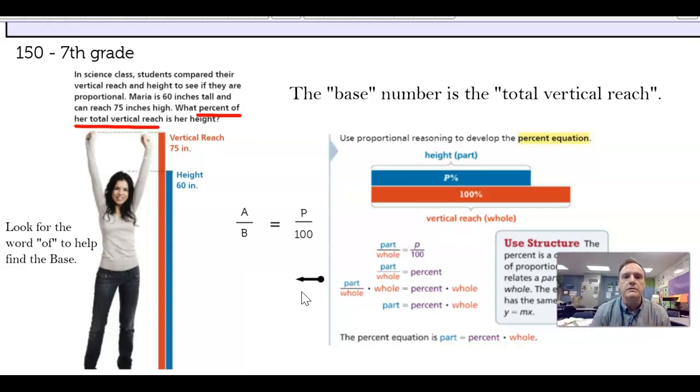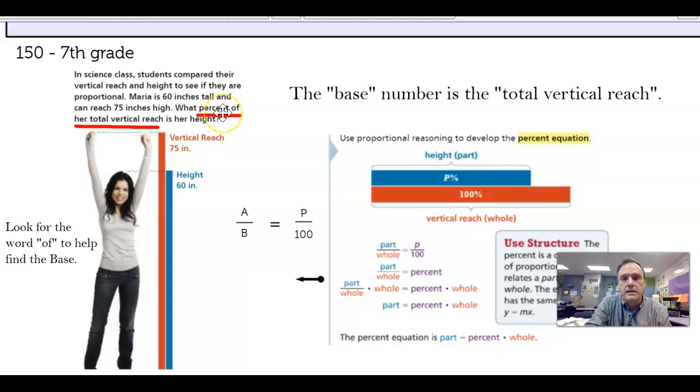That would be easy to do if we could just change all of their ratios into percents, and then we'll just look at each of their percents and see if they're the same number or very similar numbers. In this question, we're looking only at Maria. We're not looking at any other students, and we're asking the question, what percent of her total vertical reach is her height? So we want to set up this ratio to answer a percent question. Remember, we're looking for three numbers: the base, the amount, and the percent.